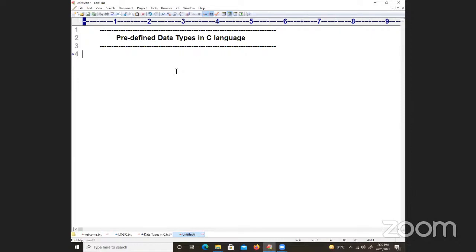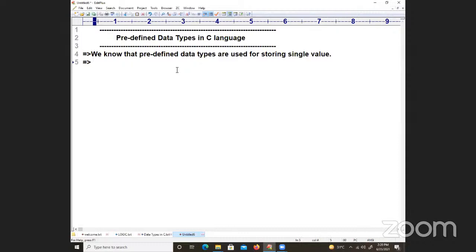Now I am going to start about predefined data types in C language. Very shortly I'm going to enter into the programmatic session also. So before writing the program, we must know some of the importance. We know that predefined data types are used for storing a single value.